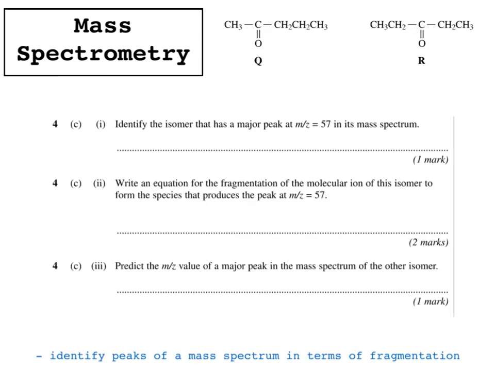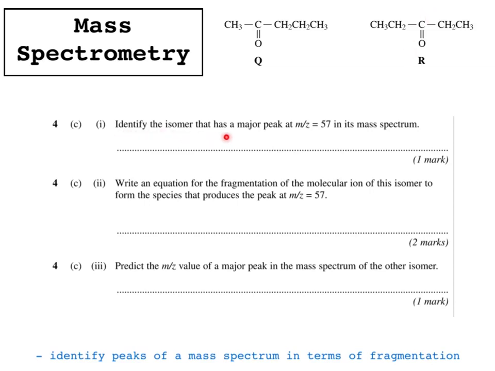So using that information, we should now be able to identify peaks of a mass spectrum in terms of the fragments. I've got an example question here, and basically what you're looking for is what the acylium or alkyl groups would be if the compounds you have would fragment. These three questions are all to do with these two isomers up here. They're isomers of each other, you just have the double bond moved along a carbon.